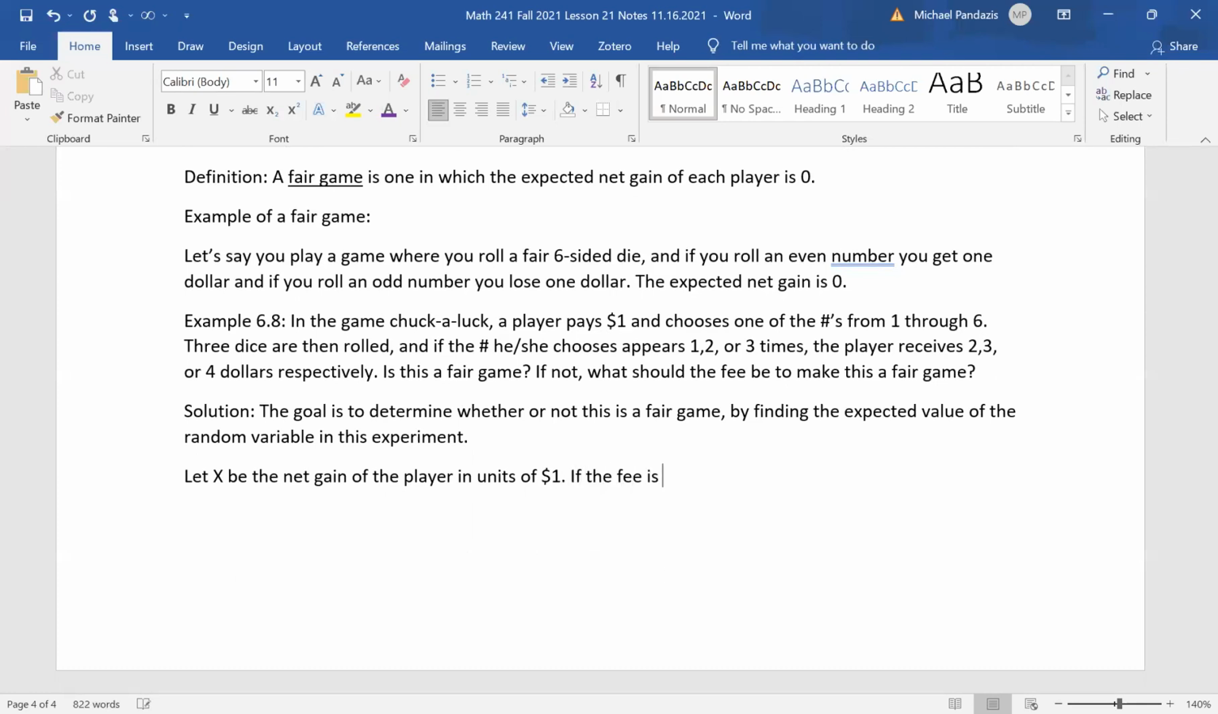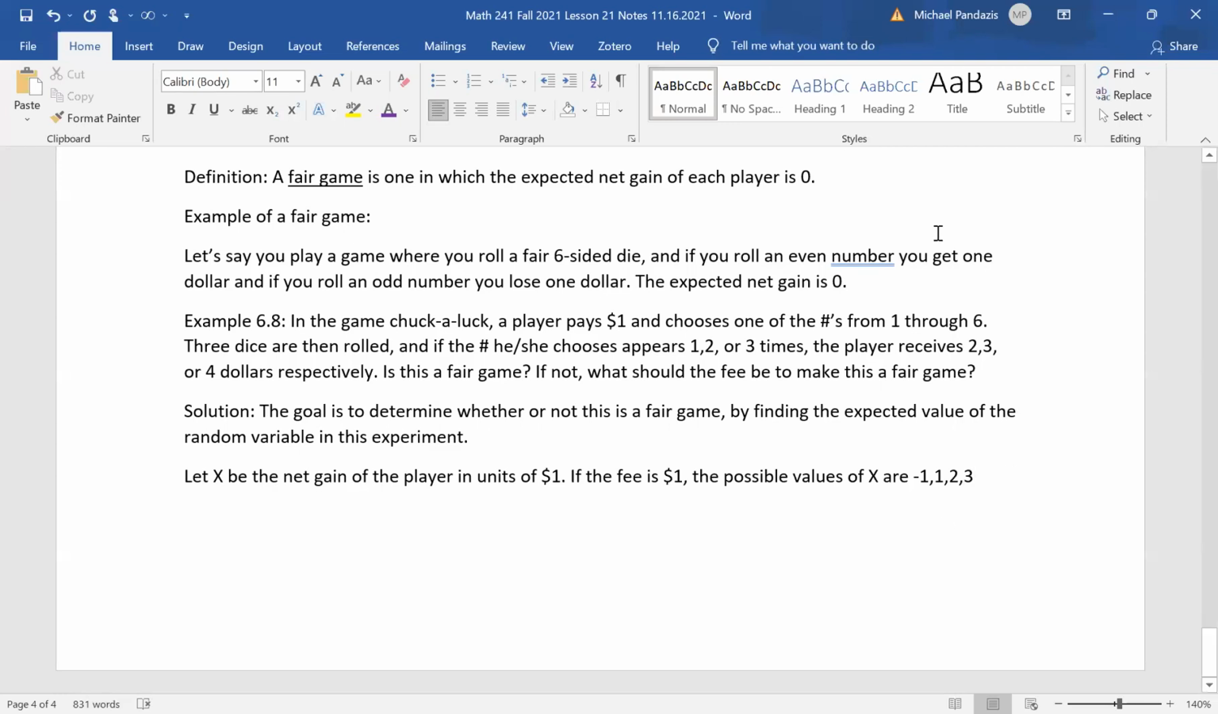If the fee is $1, the possible values of X are, remember, X is the net gain of the player. So if the fee is $1, you paid $1 and you make $0, then you would have lost the $1. It's -1. If you pay $1 to play, but you make $2, the net gain is 1. So then the possible value of X is 1. If you pay $1 and you make $3 in the game, your net gain is 2. And if you pay $1 to play and you make $4, that's a net gain of 3.